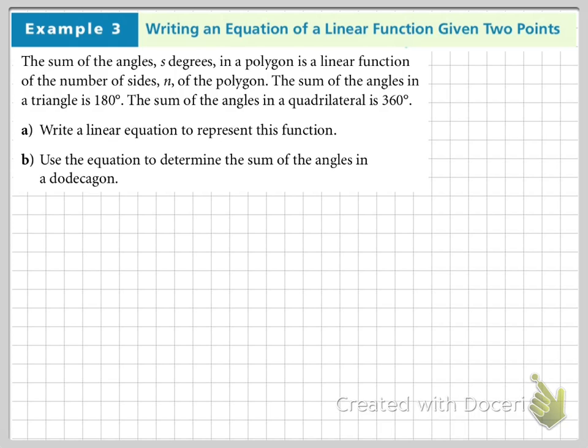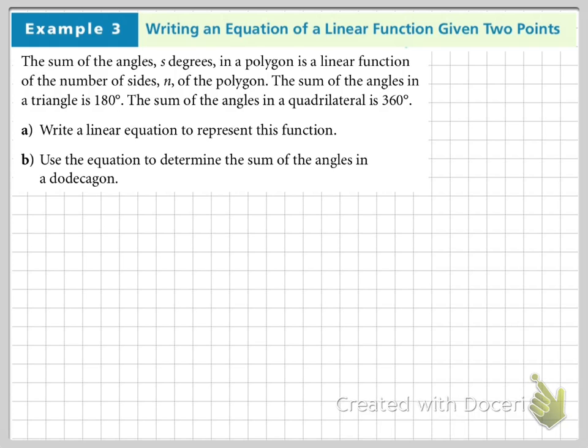So the sum of the angles, s degrees, in a polygon is a linear function of the number of sides n of the polygon. So the sum of the angles in a triangle is 180 degrees, and the sum of the angles in a quadrilateral is 360 degrees. Write a linear equation to represent this function.